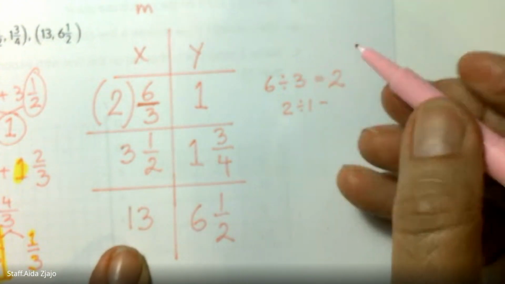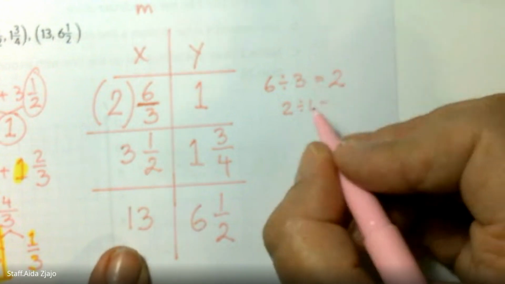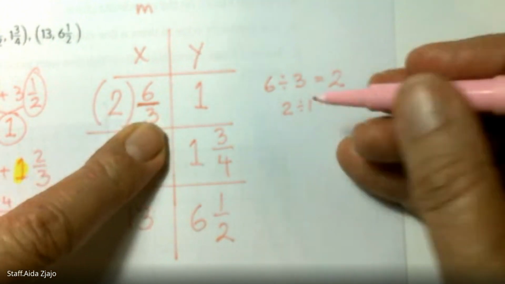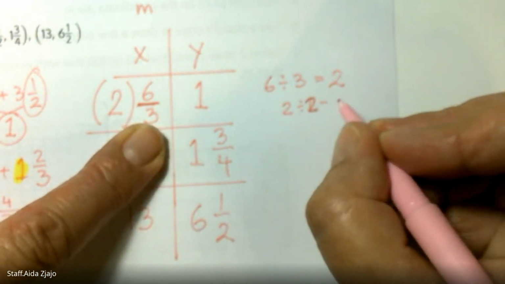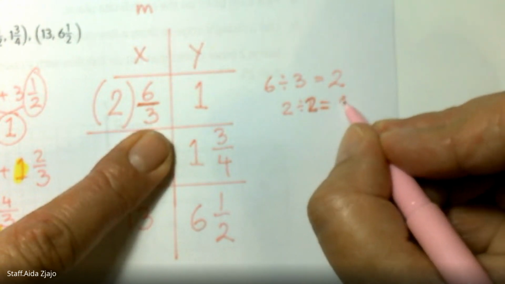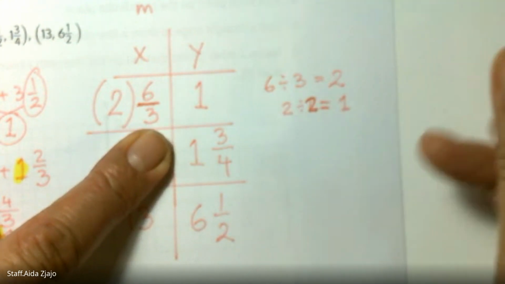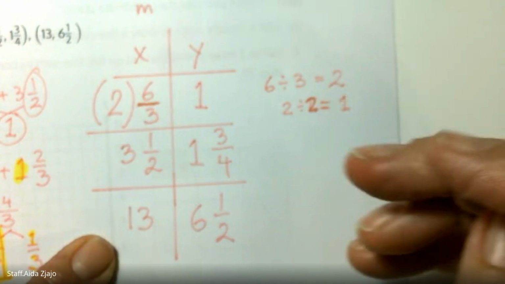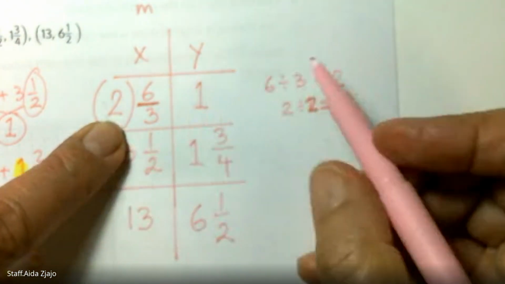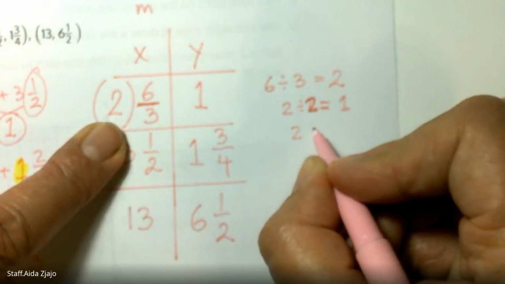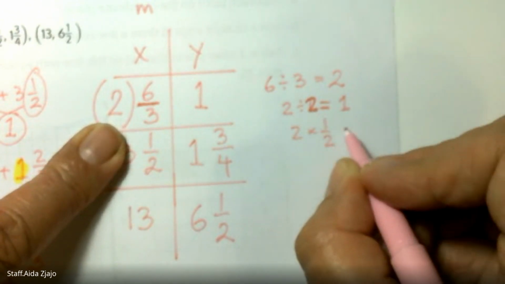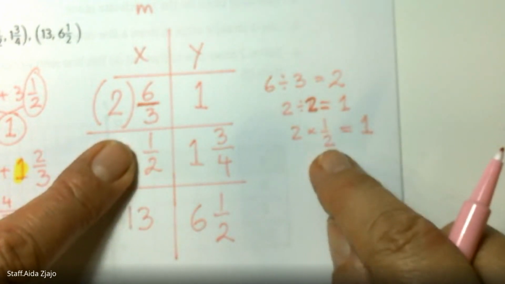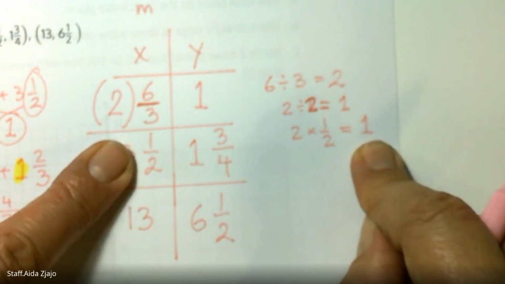Oh, sorry, 2 divided into 2 equals 1. Sorry, I messed that up. Or we can say 2 times 1/2 will give you also 1. So, what is a half of 2? It is 1.